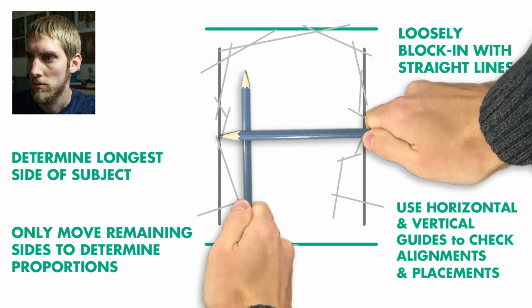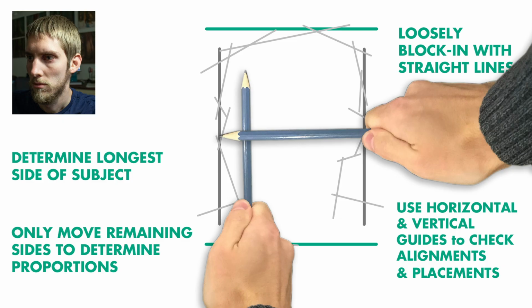Now I can use vertical and horizontal guides to line up elements of my subject, and eventually I'll start to use comparative measuring to locate the exact placements and find the correct location for the left and right sides and all outer lines. But I'll go more in depth about that process in another video.